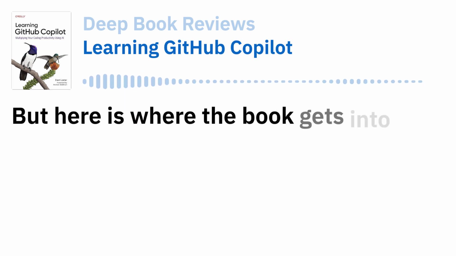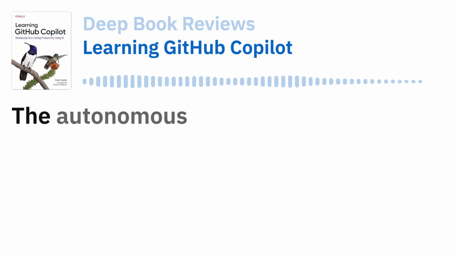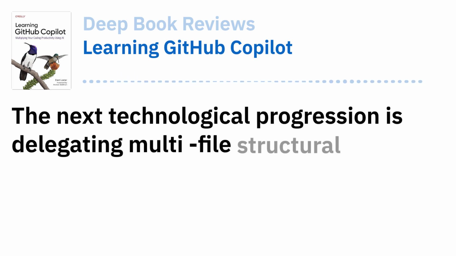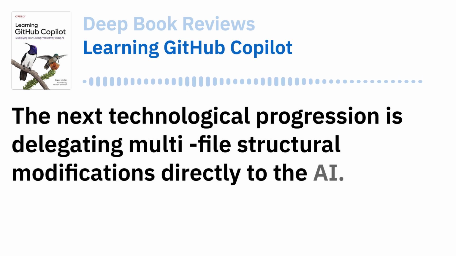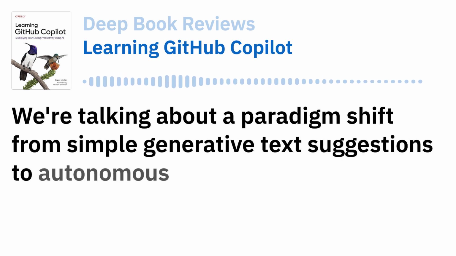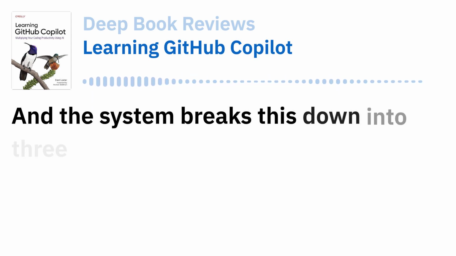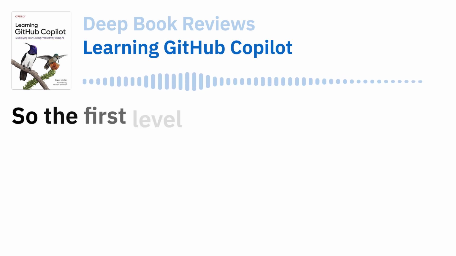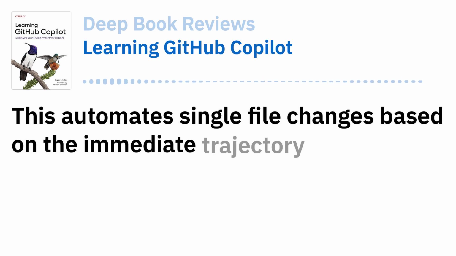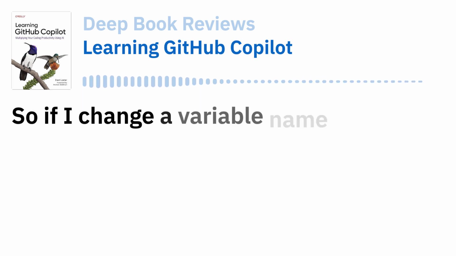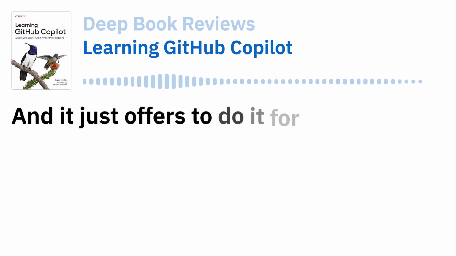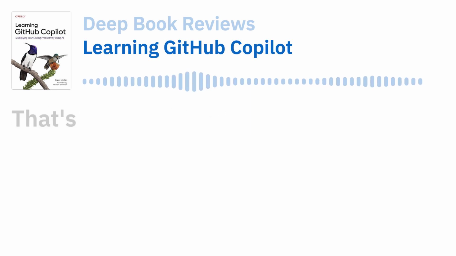But here is where the book gets into the truly mind-bending territory. Yeah, the autonomous stuff. Exactly. The next technological progression is delegating multi-file structural modifications directly to the AI. We're talking about a paradigm shift from simple generative text suggestions to autonomous editing. And the system breaks this down into 3 levels of advanced scope. Yes. So the first level is Next Edit Suggestions, or NES. This automates single file changes based on the immediate trajectory of your current edits. So if I change a variable name on line 10, the AI anticipates that you'll need to change it on line 40 and 60, and it just offers to do it for you. It's basically predictive editing. The second level, that's Copilot Edits.